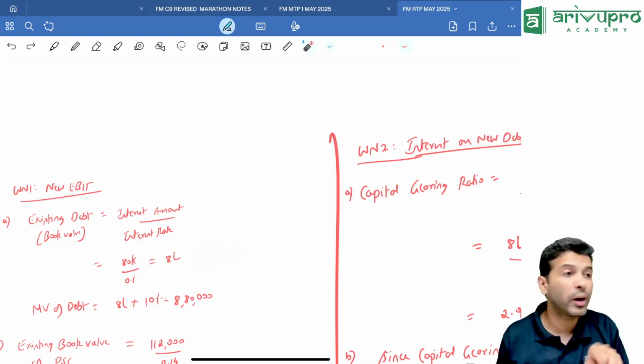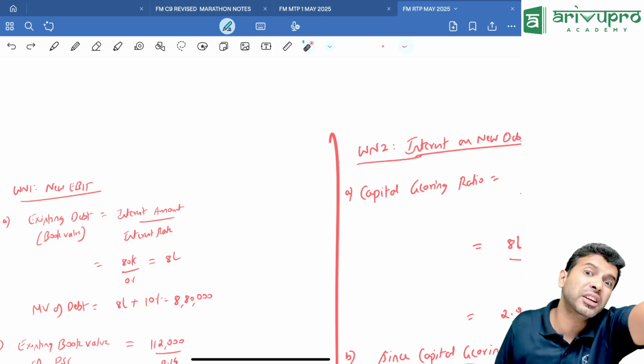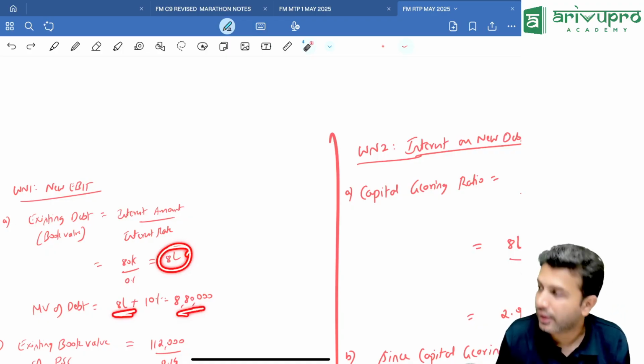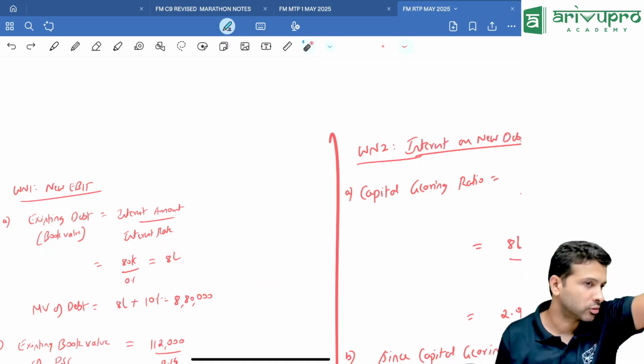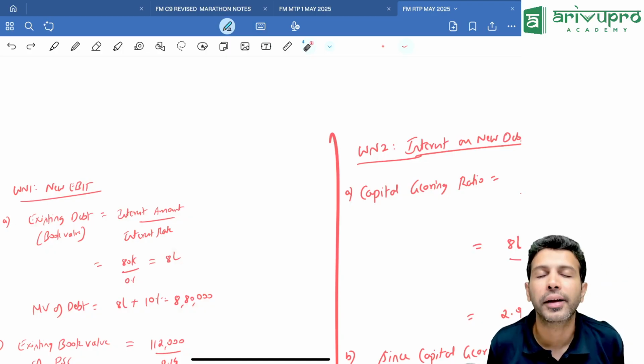But this is what value? Book value. Do we want book value or market value? They told in the question, debt is 10% more than book value. I mean, this book value is 8 lakh, which means market value will be 10% more, which will be 8 lakh 80,000.